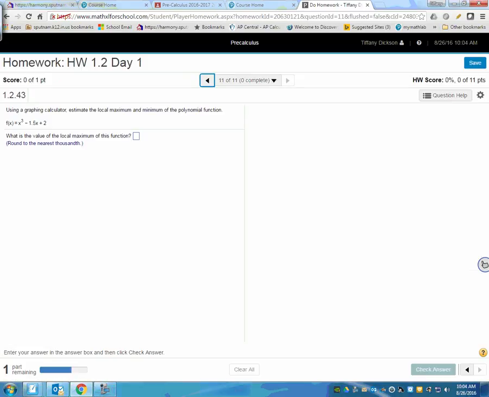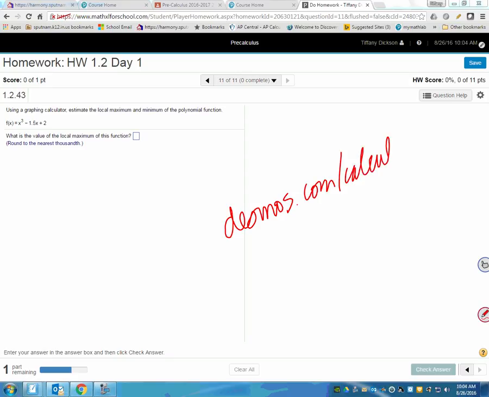Question 11 says, using a graphing calculator, find a local max and a local min. If you go to desmos.com/calculator, you can type that equation in there, and you should be able to just touch where the maximums are, like it'll give you the maximum. There's also ways to do it on the graphing calculator, with the intervals like we did with that.